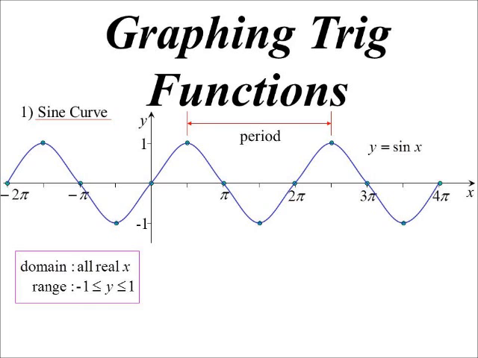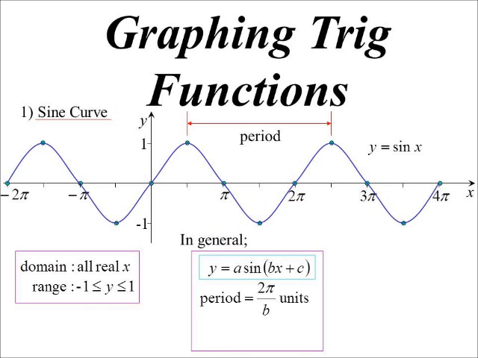And of course, the amplitude is how far high it goes from the axis. So in this case, it's 1. So our general trig curve, we could say is a sine bx plus c, because we could have some sort of shift happening. The period will always be 2 pi divided by the coefficient of x. So whatever b is. The amplitude will always be the coefficient of the trig function. So a sine bx plus c, the amplitude is a.